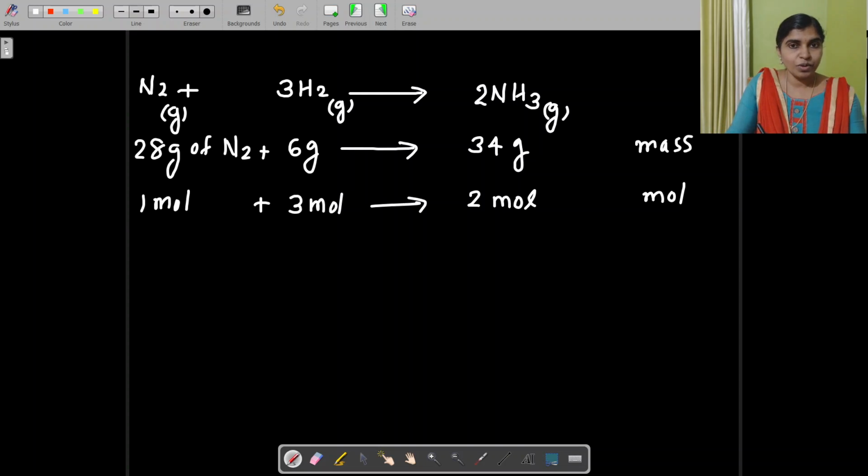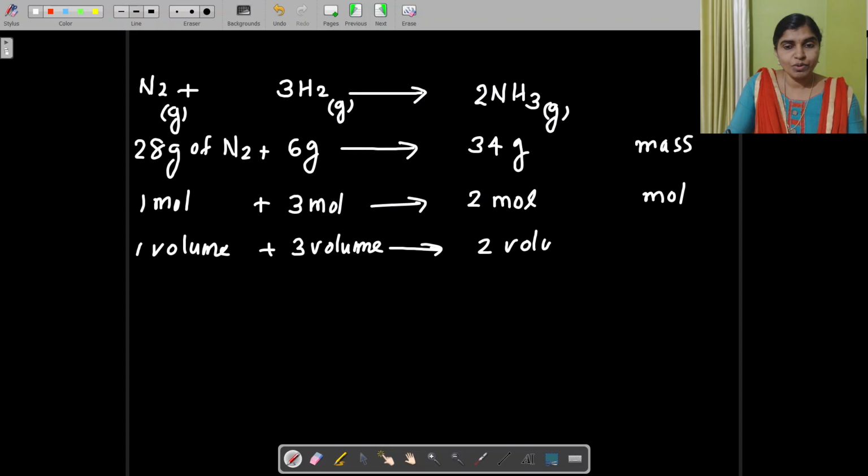Then consider the volume relationship. We can take 1 mole that combines with 3 moles. So what is the ratio? 1 is to 3. So 1 volume of nitrogen requires 3 volumes of hydrogen, which can produce 2 volumes of ammonia. So this gives the volume relationship also.